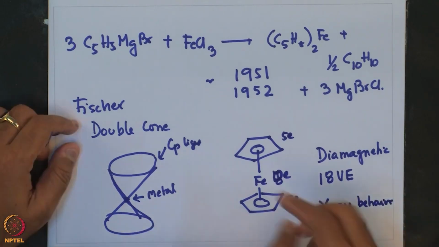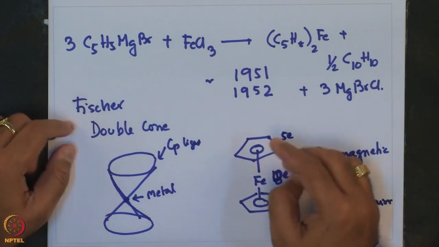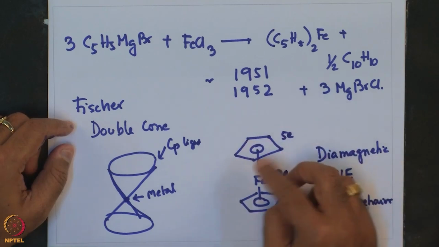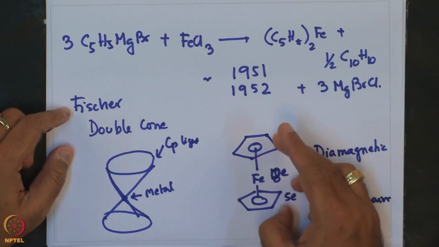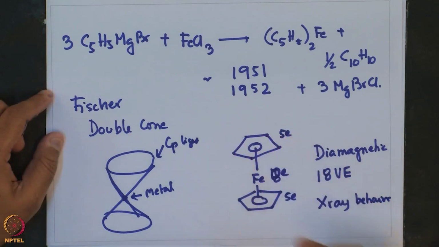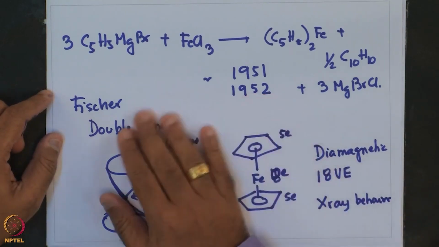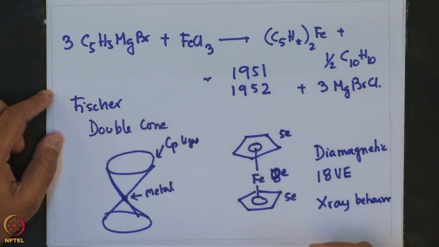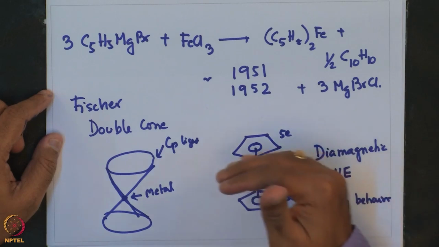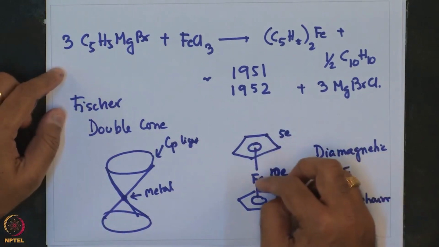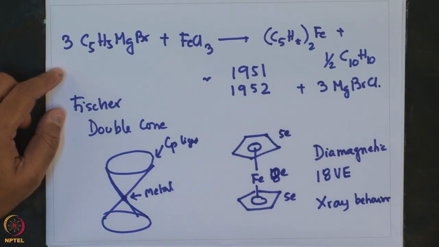It is also found that these two Cp rings are in staggered conformation, where they are not in eclipsed conformation, so their orientations are exactly opposite to what would be expected in an eclipsed conformation. So this was a very interesting report by Fischer, who really solved the structure of ferrocene and found that these two cyclopentadienyl rings are indeed flanking the iron in a trans fashion.